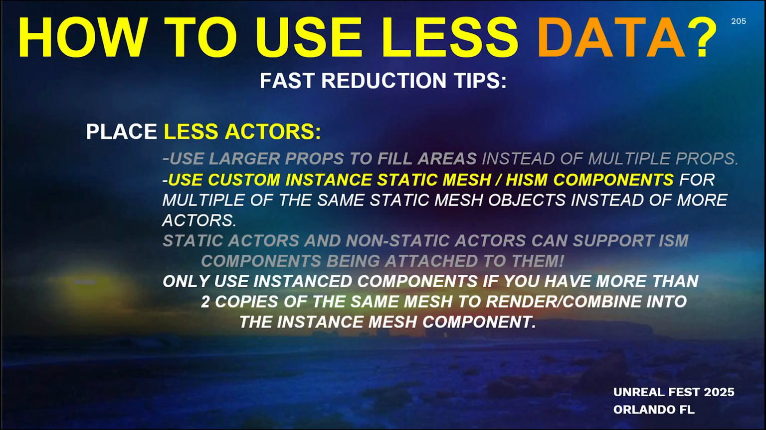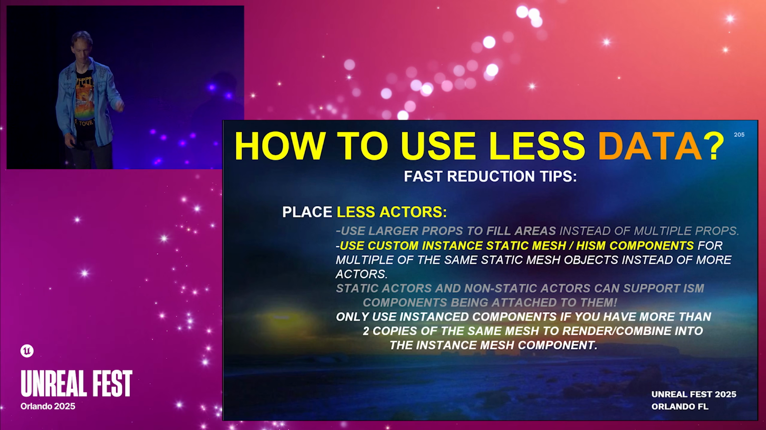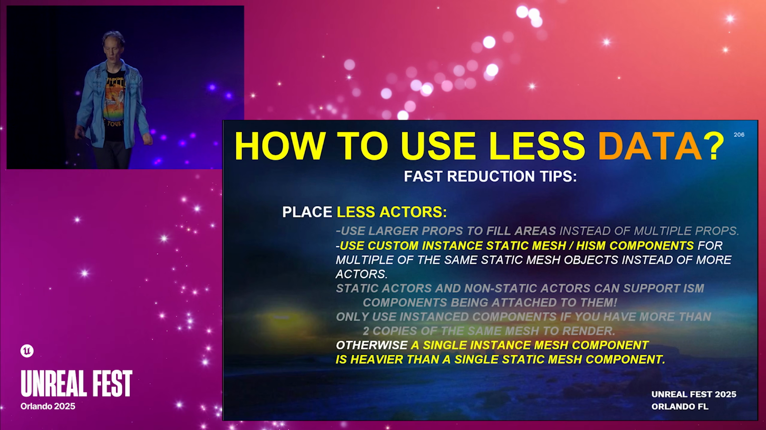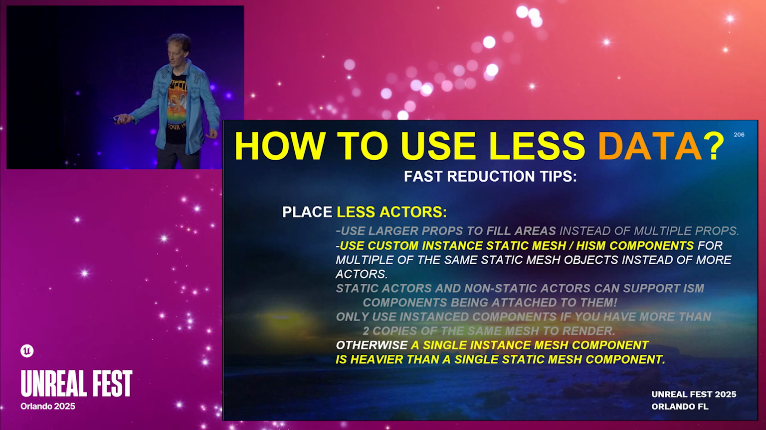And you only want to use ISMs if you have more than 2 instances. So there's a cost, which is the array of locations. And so if you only have 1 ID in that array, you're still getting the extra cost of having an array. So a single static mesh is better than an ISM if you only have that mesh once in your world. Otherwise, a single static mesh is more important.